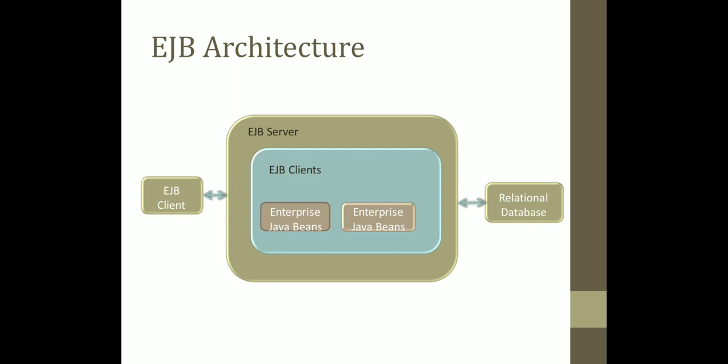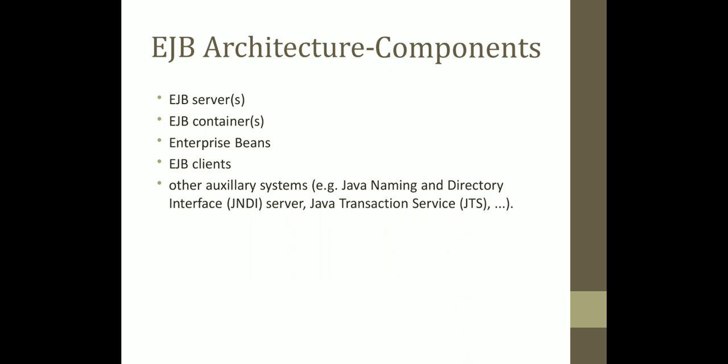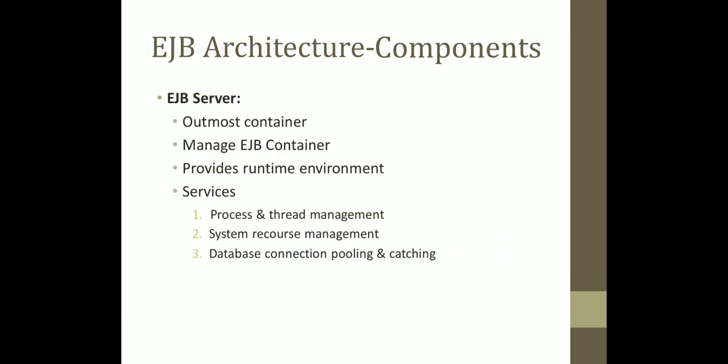So we'll see these components one by one. First is the EJB server, EJB container, enterprise beans, and EJB clients, plus the other auxiliary systems like Java Naming and Directory Interface, that is JNDI, that we are going to see in detail after this session, and Java Transaction Services, etc. So what is the EJB server? It is the outermost container of the architecture. The main functionality of the EJB server is to provide an execution environment for EJB containers.